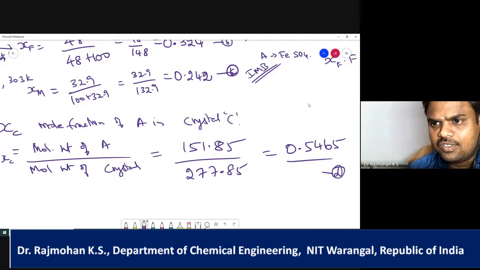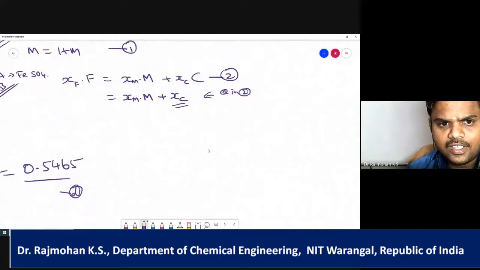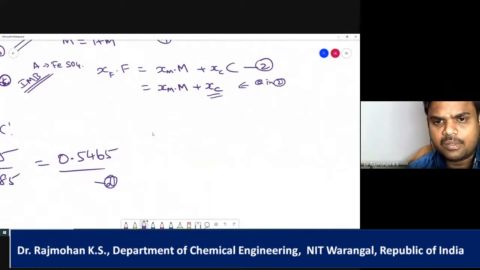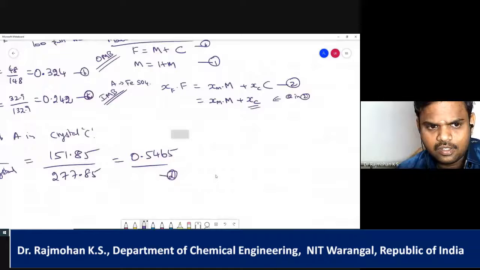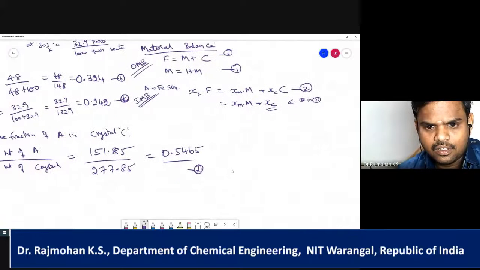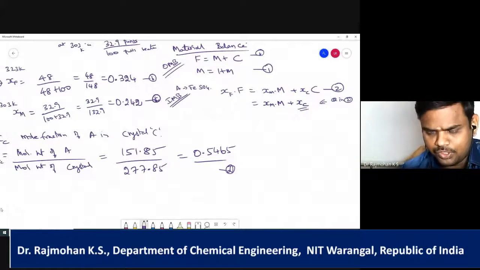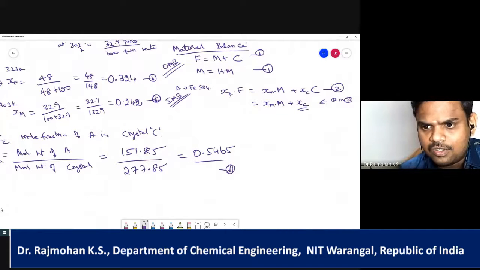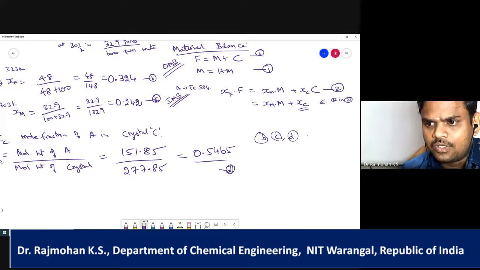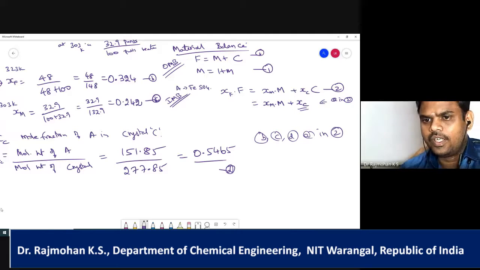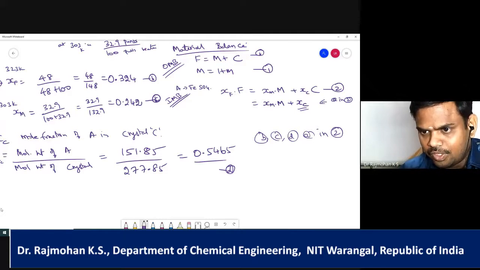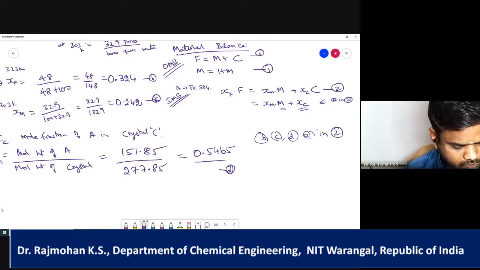So substituting the values here, now we have all the data. Xf into F equal to Xm into M plus Xc into C. Now we are in a position to substitute the values. We can substitute the B, C, D equations, and your C value is also known. So the only unknown parameters will be F and M.